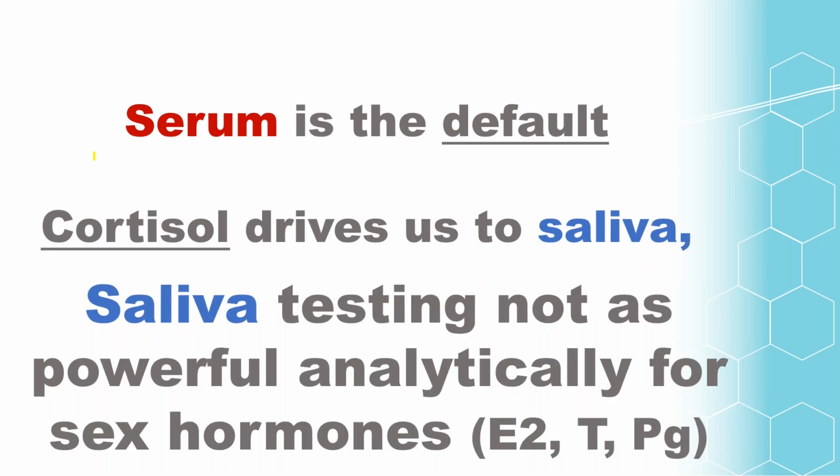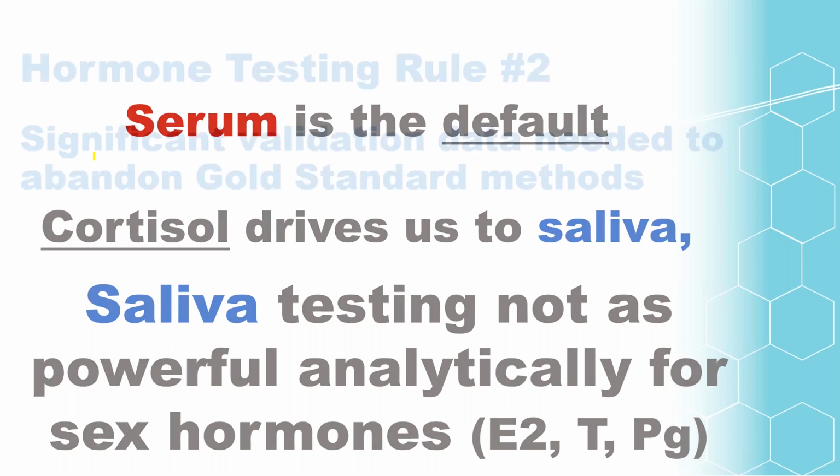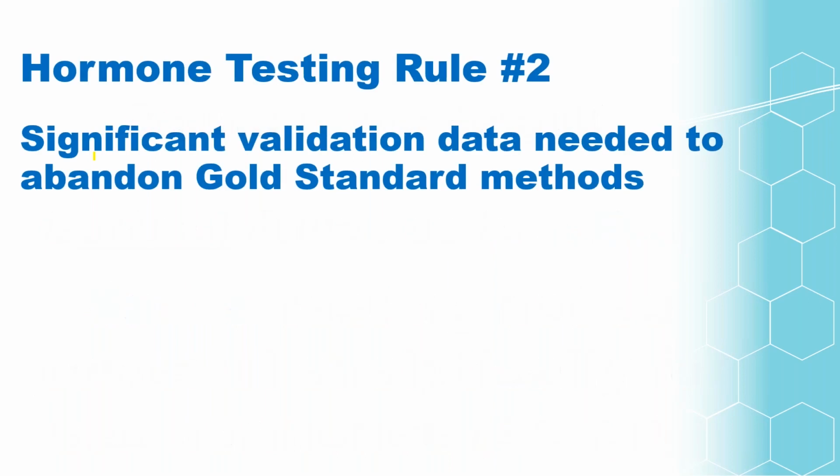Again, cortisol is going to drive us to saliva, and that's something that we need to discuss in greater detail. But before we get there, we do want to say that there is a reason to choose serum or urine over saliva when it comes to the sex hormones, and that's because it's just not as powerful analytically, meaning it doesn't do nearly as good a job of separating the hormone sufficient from the hormone deficient, which brings me to rule number 2 for hormone testing. Significant validation needs to be seen before you abandon a gold standard method.